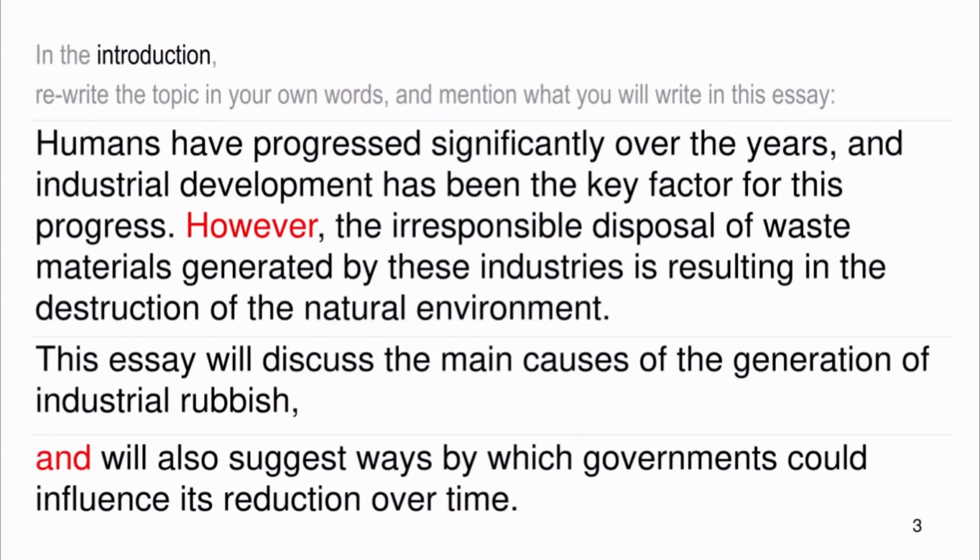In the introduction, rewrite the topic in your own words and mention what you will write in the essay. Humans have progressed significantly over the years, and industrial development has been the key factor for this progress. However, the irresponsible disposal of waste materials generated by these industries is resulting in the destruction of natural environment. This essay will discuss the main causes of the generation of industrial rubbish and will also suggest ways by which governments could influence its reduction over time.